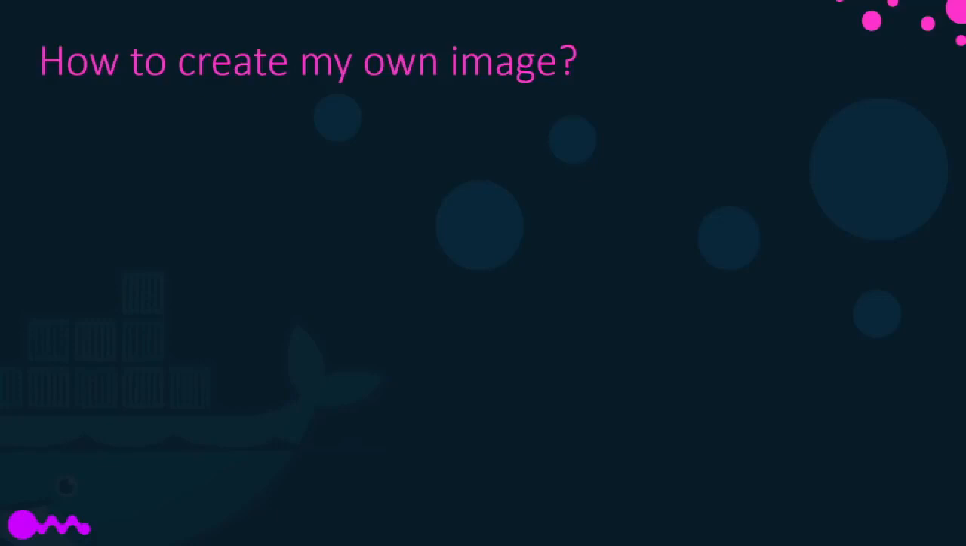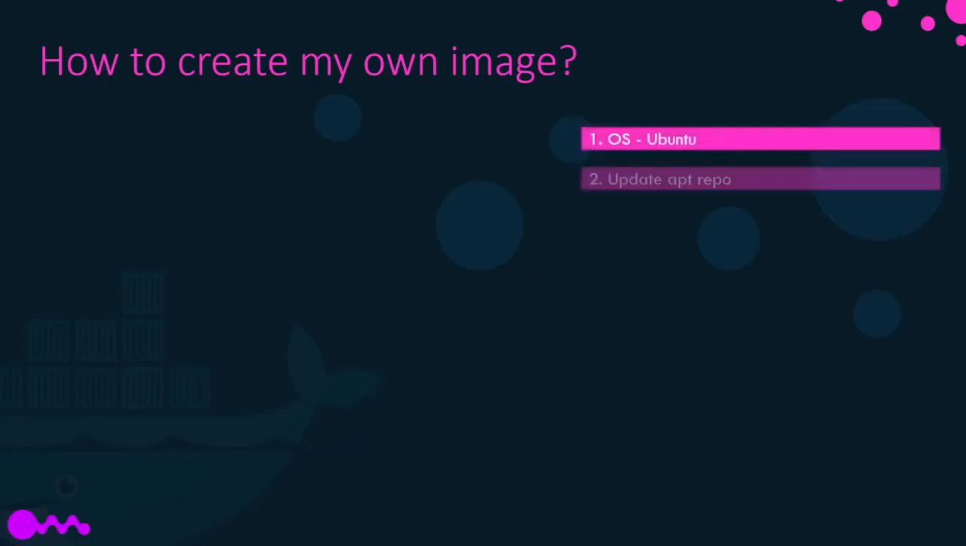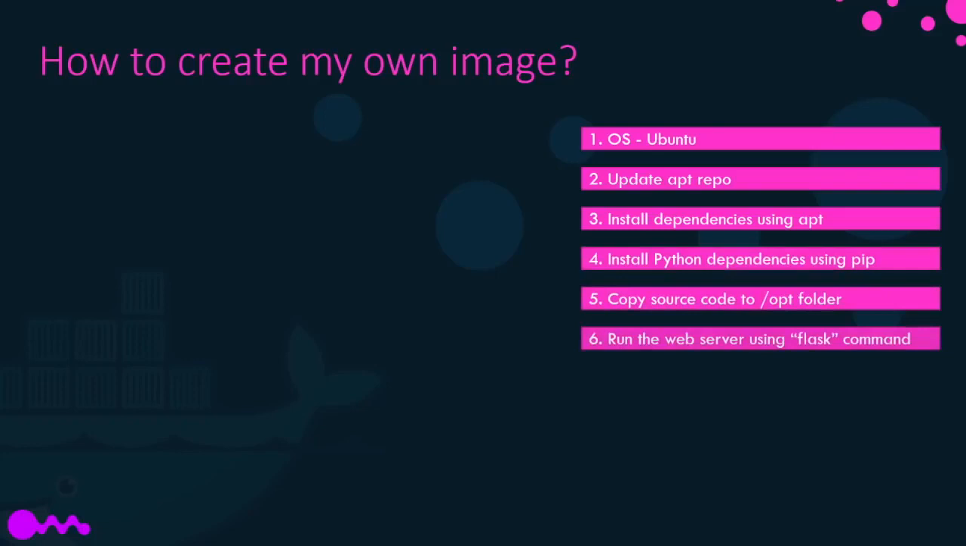We write down the steps required in the right order. I'm creating an image for a simple web application. If I were to set it up manually, I would start with an operating system like Ubuntu, then update the source repositories using the apt command, then install dependencies using the apt command, then install Python dependencies using the pip command, then copy over the source code of my application to a location like opt, and then finally run the web server using the flask command.